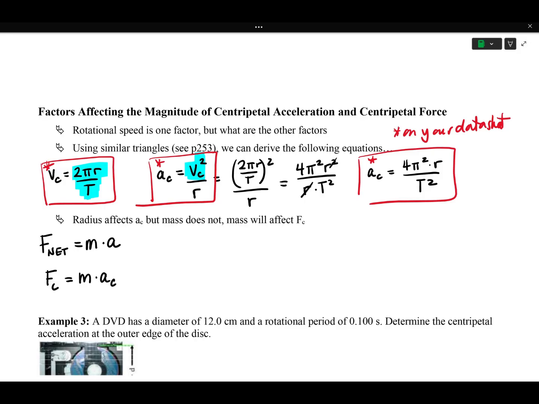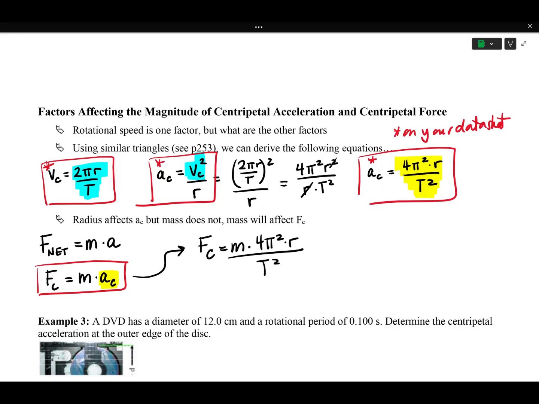So we can take this equation and we can add into it our equation from the data sheet on centripetal acceleration, and we can plug it in right here. So now we can get a new equation, Fc equals the mass times 4 pi squared times r all over t squared. And then if we just simplify it, make it look a little nicer, it would be 4 pi squared times your mass times your r over t squared. You don't have to simplify it that way, but it just kind of looks nicer.